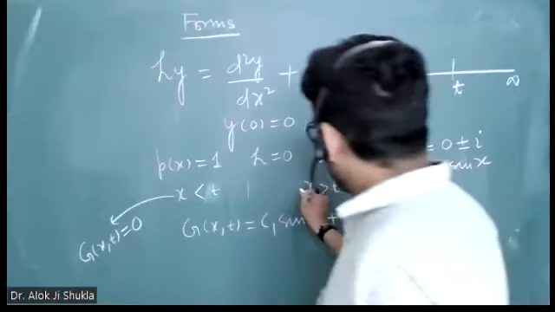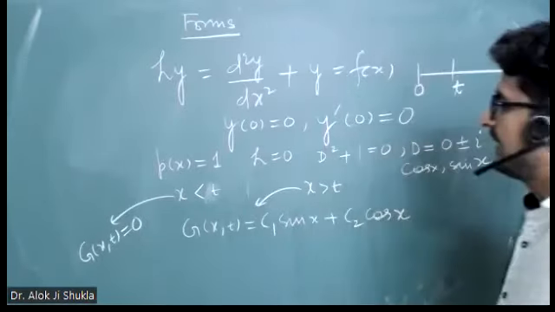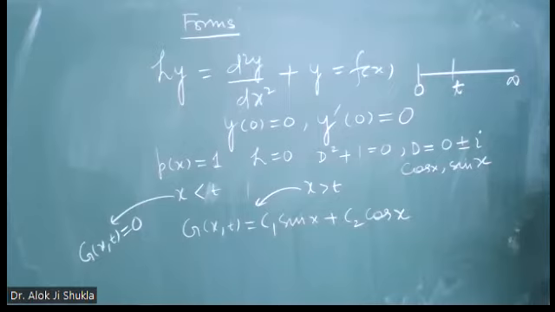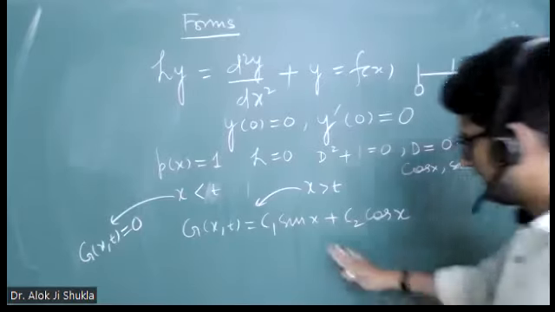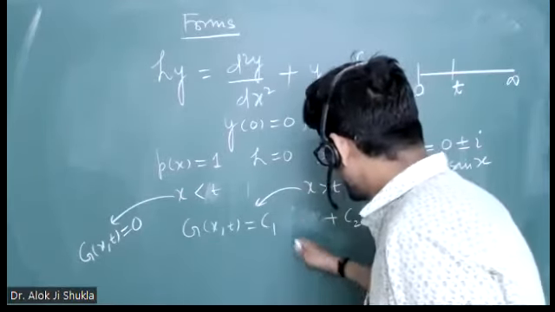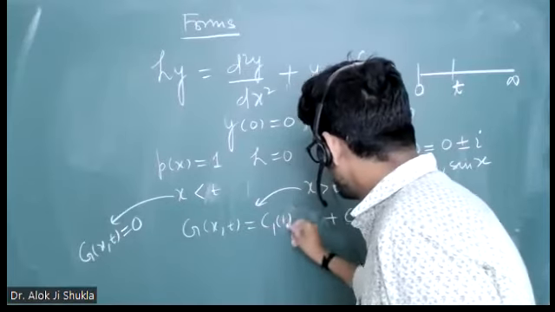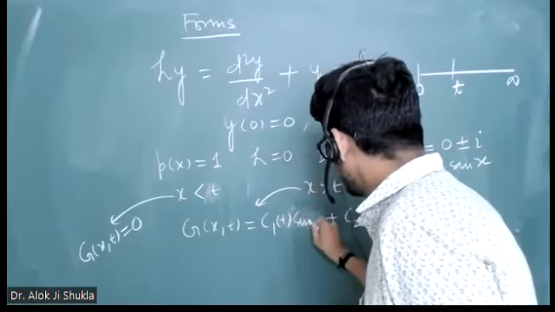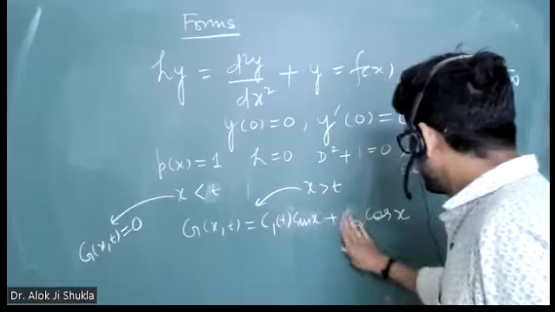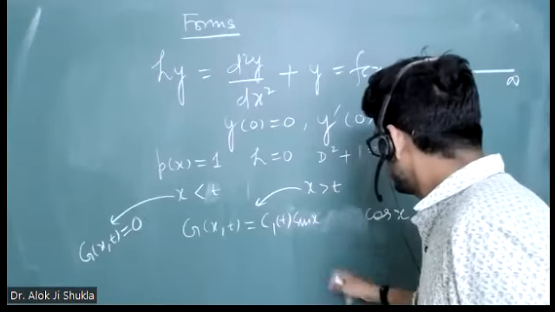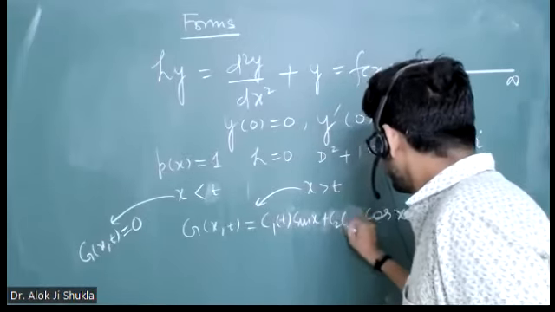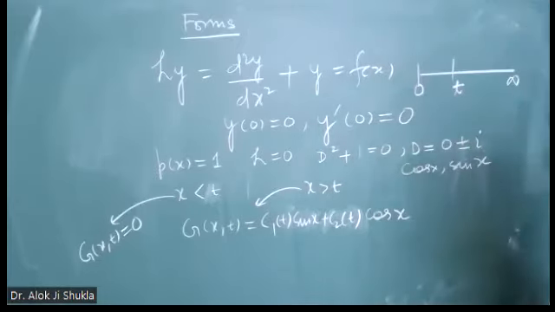And for x greater than t, I will write a general form. g of x comma t is some c1(t) sin x and some c2(t) cos x. Some c1(t) sin x and some c2(t) cos x.